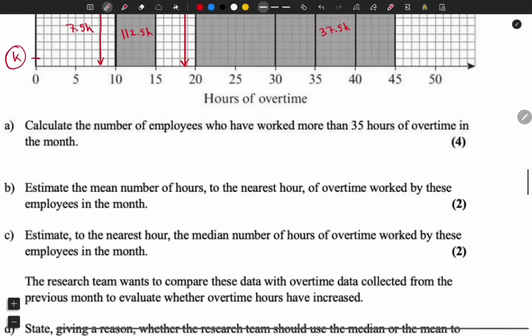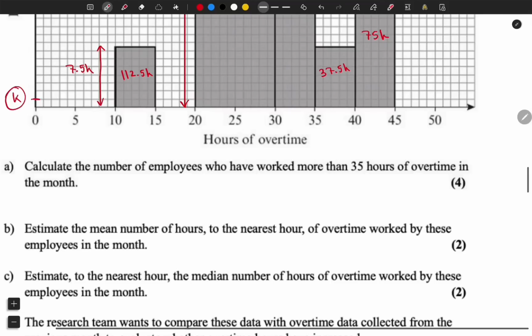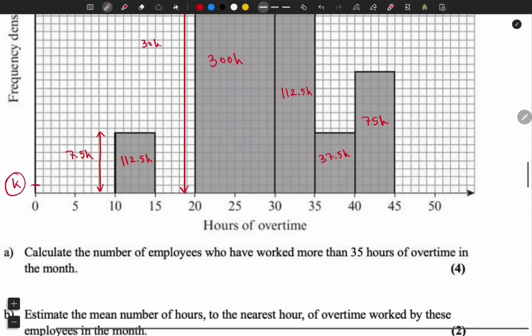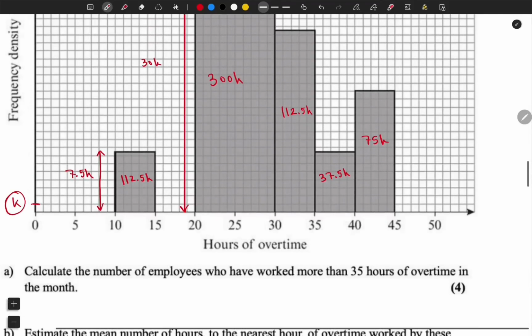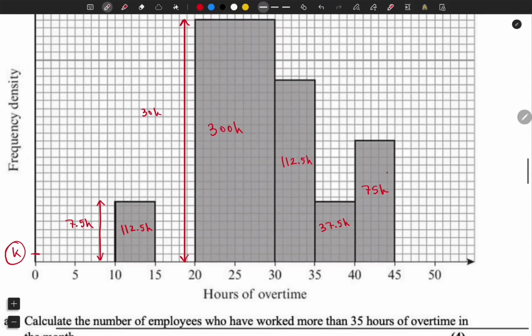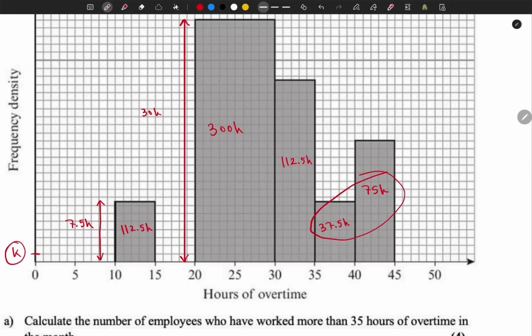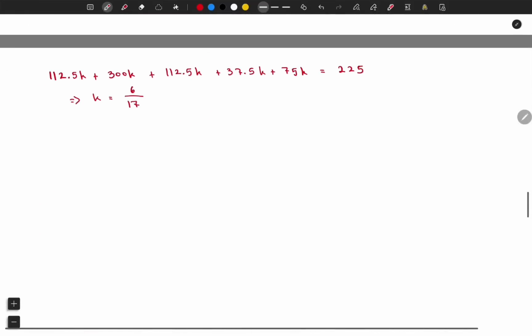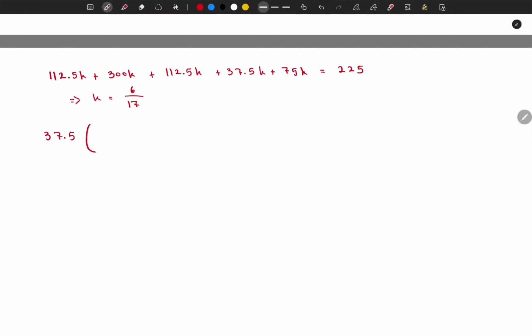Now we just need to find the number of employees who have worked more than 35 hours of overtime in the month, which means that we just need to add two of these values. So it's basically 37.5k, 6 over 17, plus 75k.